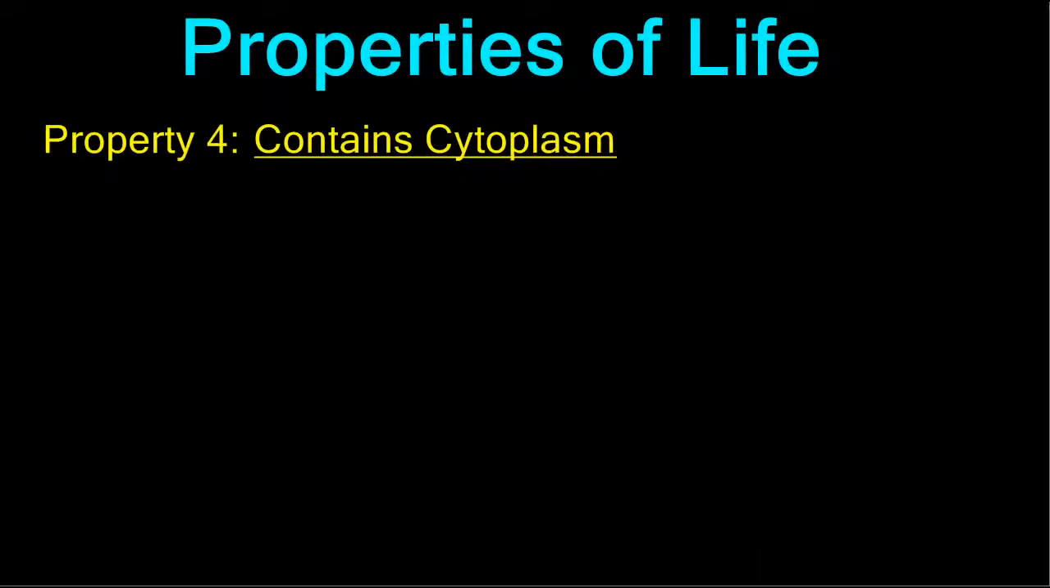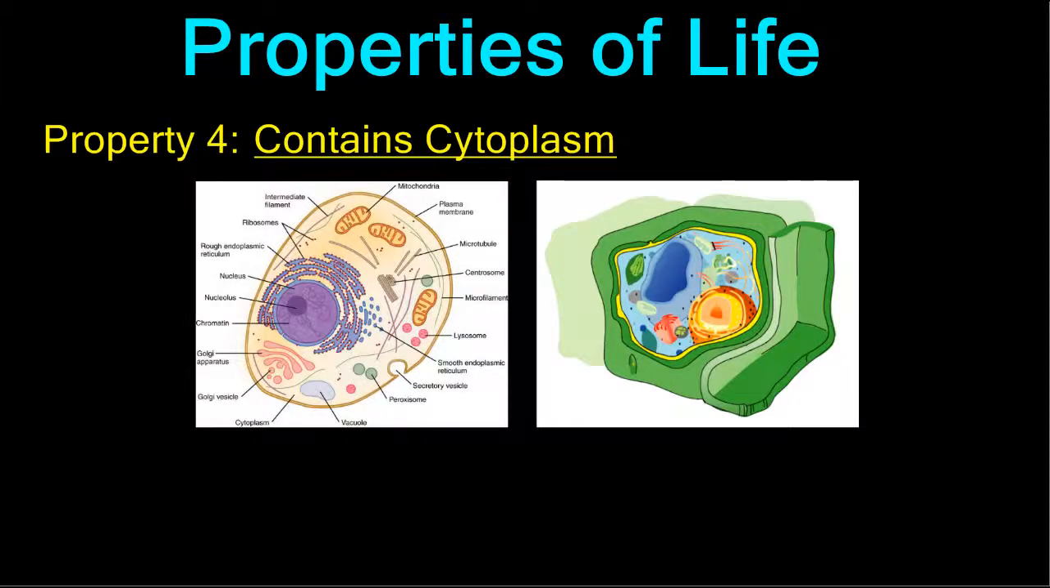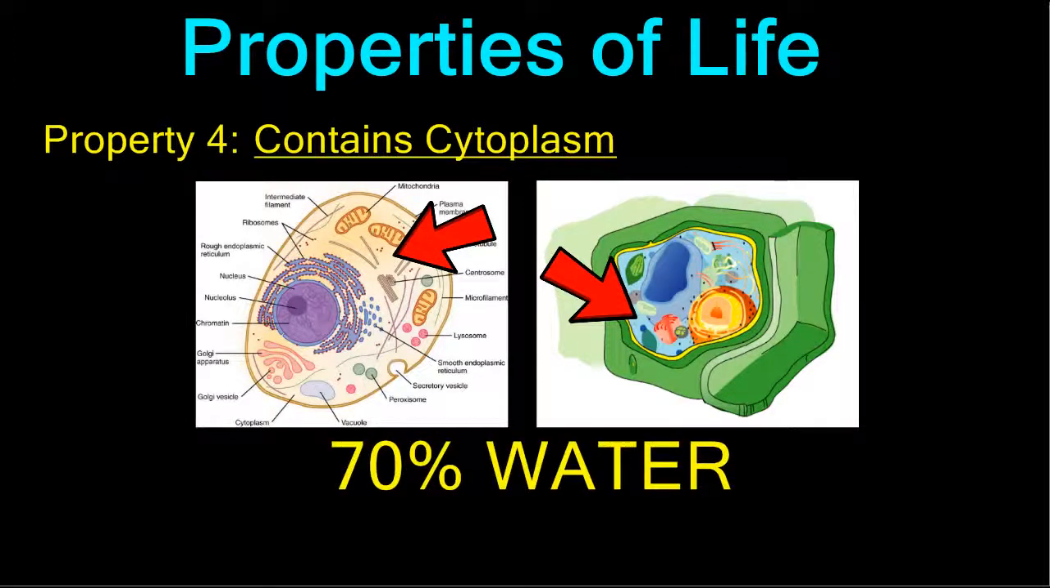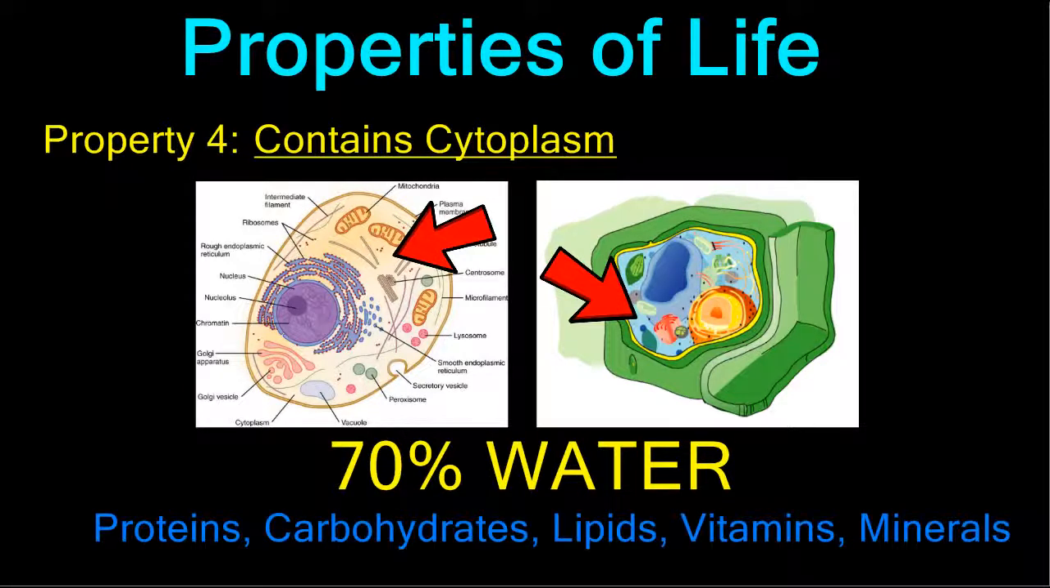Property 4 is that all living organisms contain cytoplasm. Because all living things are made up of cells, and those cells contain cytoplasm, all living things must contain cytoplasm. Cytoplasm is mostly water. Actually, 70% of this fluid is water. The other components include proteins, carbohydrates, lipids, vitamins, and minerals.